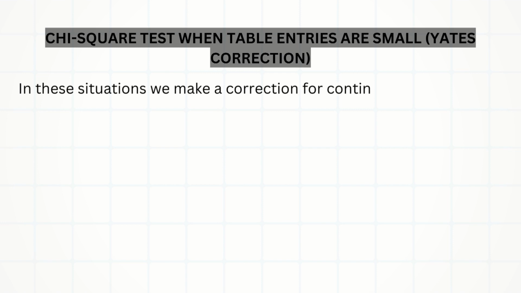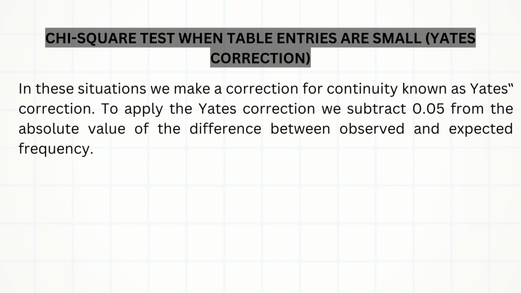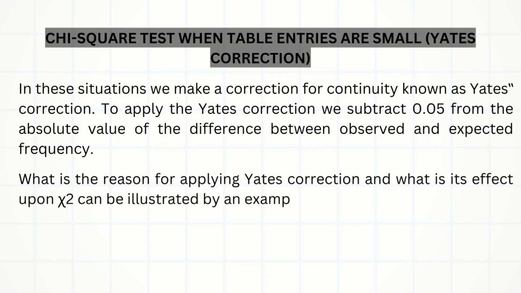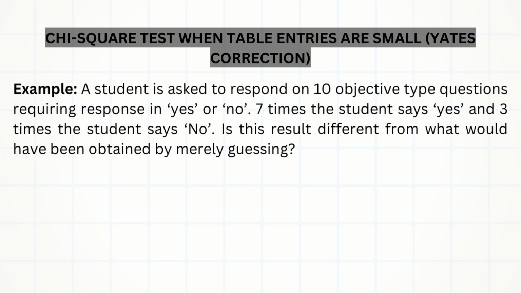In these situations, we make a correction for continuity known as Yates correction. To apply the Yates correction, we subtract 0.5 from the absolute value of the difference between observed and expected frequency. What is the reason for applying this correction and what is its effect upon chi square can be illustrated by an example. A student is asked to respond to 10 objective type questions requiring a response in yes or no. 7 times the student says yes and 3 times the student says no. Is this result different from what would have been obtained by merely guessing?